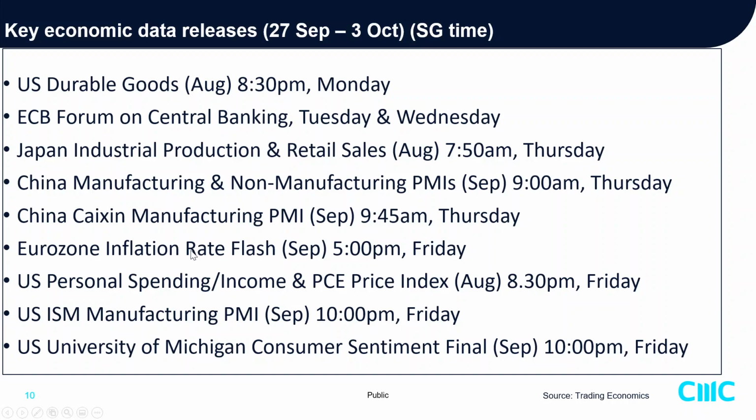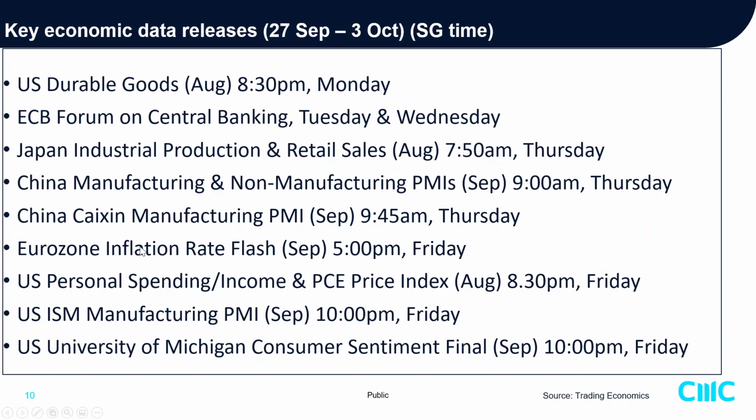Then also signs of inflation as well. The Eurozone has its inflation flash rate data for September at 5 p.m. on Friday. And most importantly, the US itself has two-thirds of its economy driven by consumer spending. So you have the consumer spending and income data for August. Most importantly, this is the inflation data that the Fed watches closely rather than CPI. They call it the PCE price index, out at 8:30 p.m.